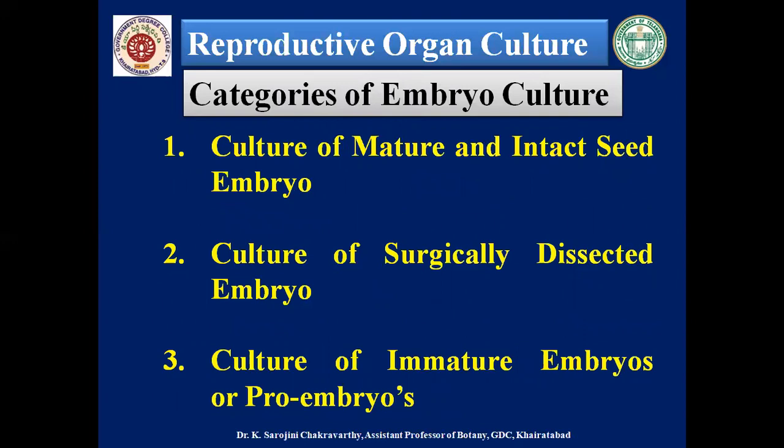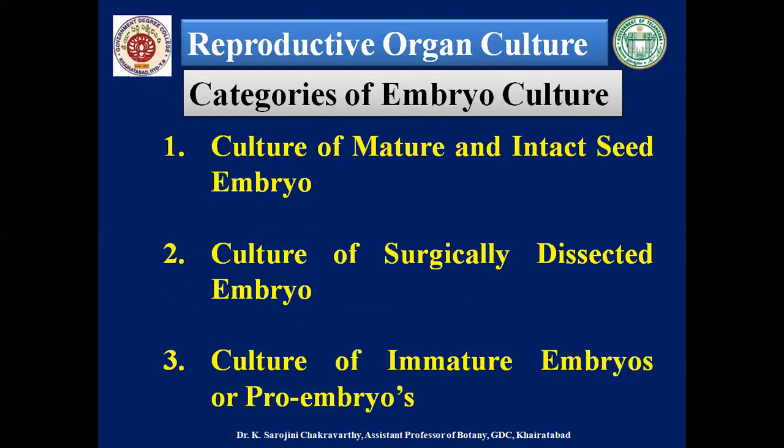This embryo culture was divided into 6 categories. So there are 6 different categories of embryo culture, and each category has its own objective. The first category is culture of mature and intact seed embryo. The aim of this study is to analyze the various parameters of embryonic growth and metabolic and biochemical aspects of dormancy and germination. For this objective, this category was incorporated in embryo culture.